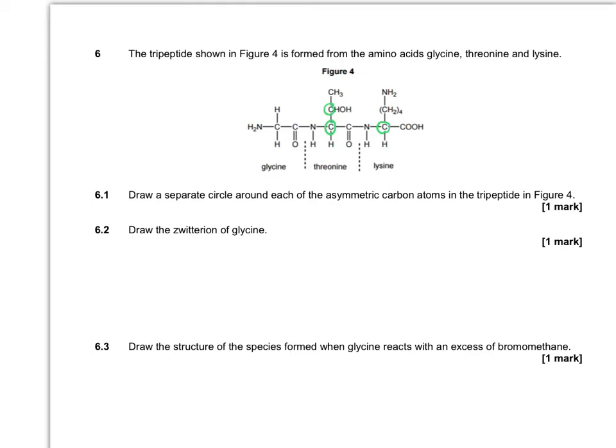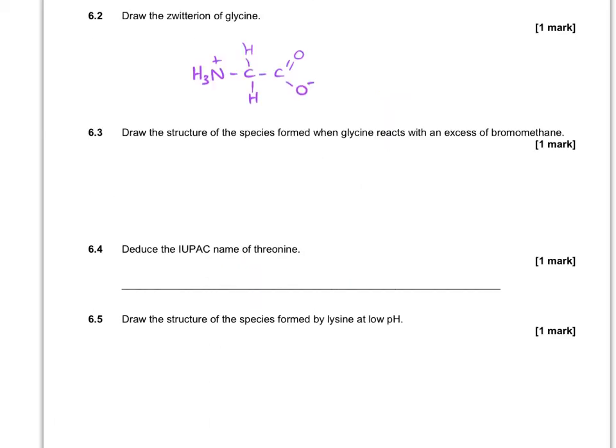Next, we need to draw the zwitterion of glycine. So we're going to have H3N plus and then C double bond O, O minus. Draw the structure of the species formed when the glycine reacts with an excess of bromomethane. Okay, so we know that the nitrogen on the glycine molecule is going to act as a nucleophile and it's going to swap places with the bromine.